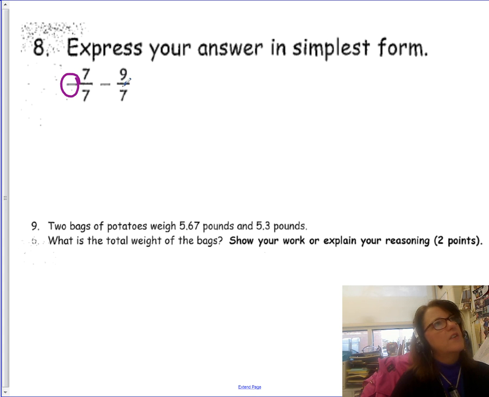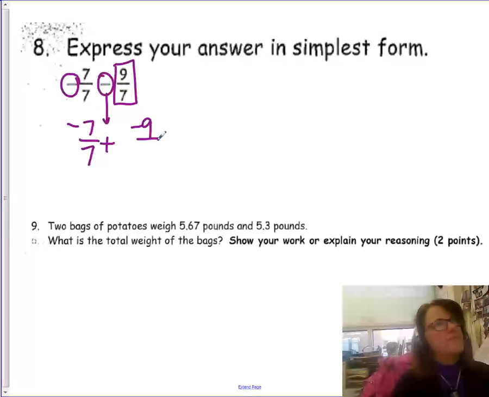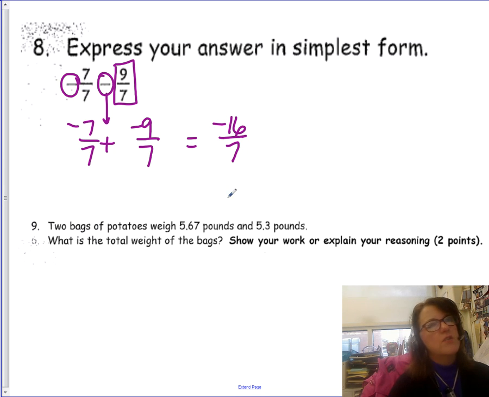Negative sign here and subtracting more. Now, I know these are improper fractions. Yeah. Just work with me. Subtraction means add the opposite. Now look what you've got. This gives you negative 16/7. Same sign, sum. Add the two absolute values, 7 and 9, knowing that it's negative.